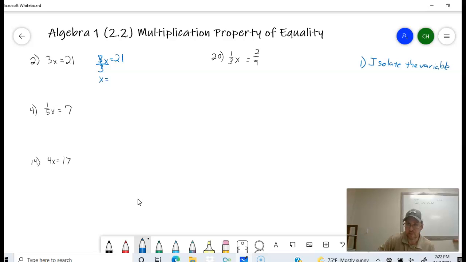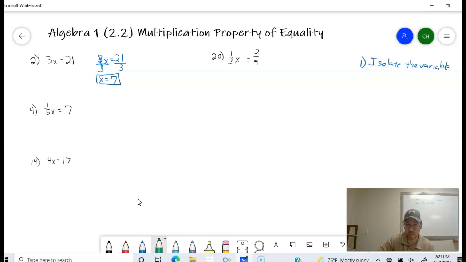I'm not quite done yet because if I do that to the left side of the equation, I have to do it to the right side. So I'm going to divide the other side by 3 also. 21 divided by 3 is 7. Okay, so I'm saying that x equals 7.